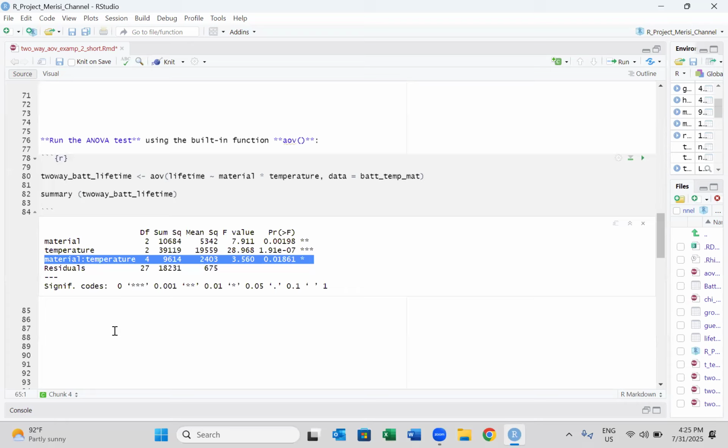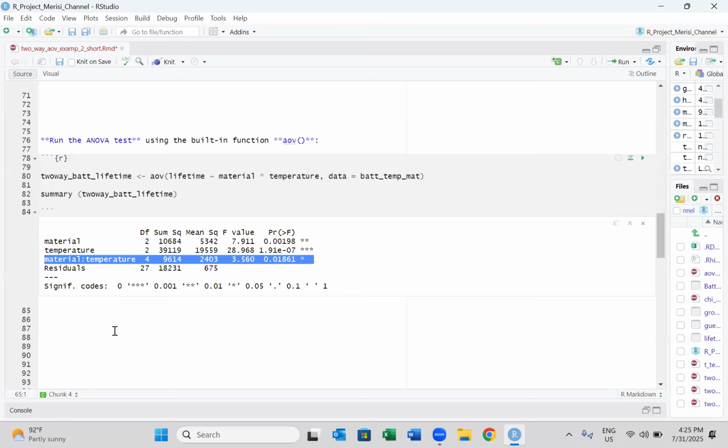But this is the thing. You do one specific post-hoc test when the interaction is not significant, like in the problem I did in my previous video, and you need to do something different when the interaction is significant. In this problem, the interaction is significant, so we need to do something different.